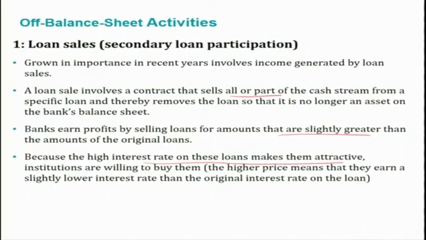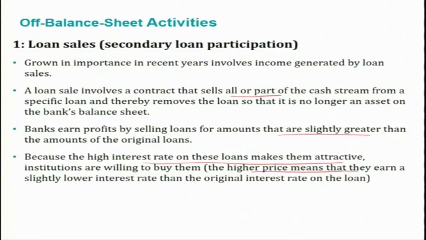Maybe they are unable to raise this amount of loans on their own, so they will find it a business opportunity, and these financial institutions are willing to buy them at a higher price, so that they earn a slightly lower interest rate than the original interest rate on them. Approximately, the difference will be 0.15 percentage point. This will be the difference in the interest rate at which other institutions are willing to buy. So the new institutions, when they buy these loans, will get slightly lower profit, less return as compared to the original seller. This is one kind of off balance sheet activity.